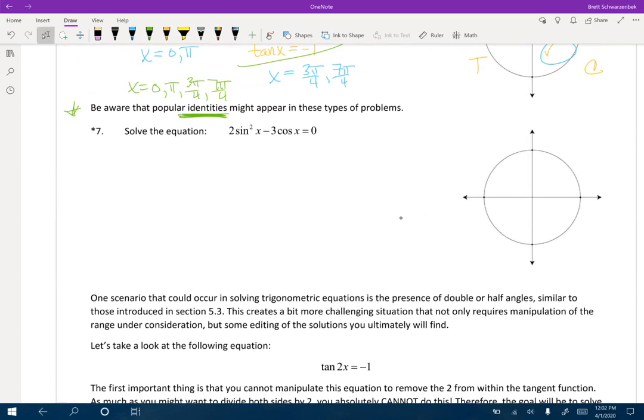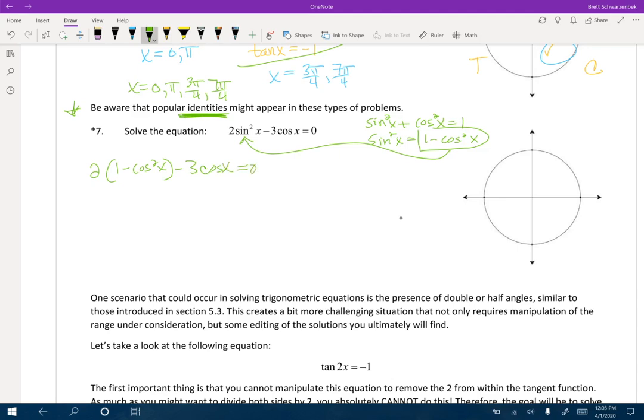You already know that sine squared and cosine squared have a very clear relationship as follows. Pythagorean identity right here, right? So we should be able to solve for sine squared and get 1 minus cosine squared, and then take this and plug it into there. So let's do that. So we're going to get 2 times 1 minus cosine squared minus 3 cosine x is equal to 0.